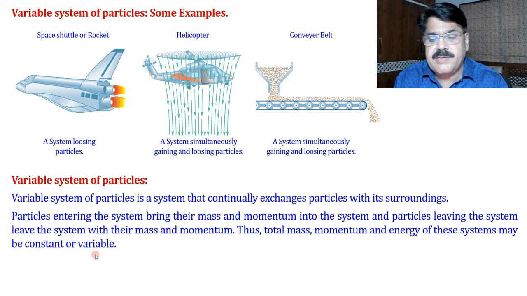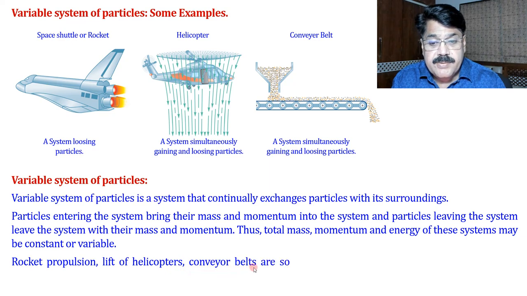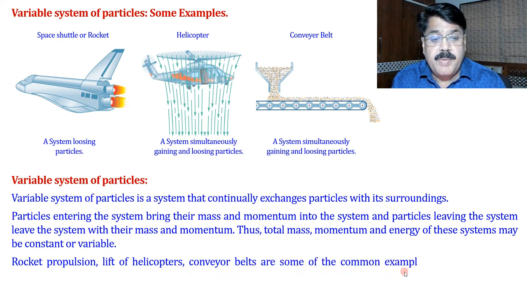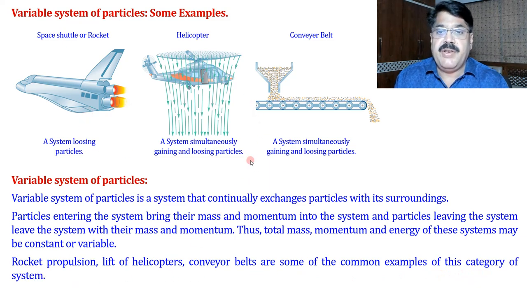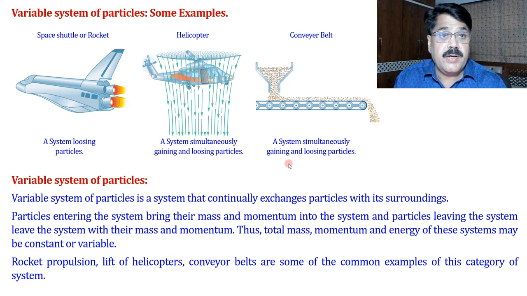So, how do we analyze the system? Rocket propulsion, lift of a helicopter, and a conveyor belt are some of the common examples of this category of system. So these are very common examples. Just by observing these examples, we will try to develop a strategy for how to analyze such kinds of systems. And one thing I want to point out here, actually this kind of system is usually known as a variable mass system.